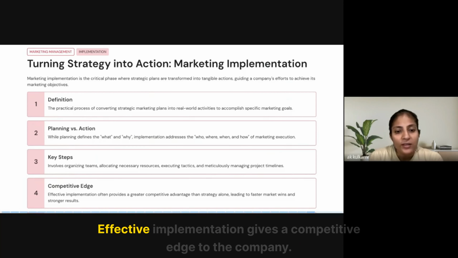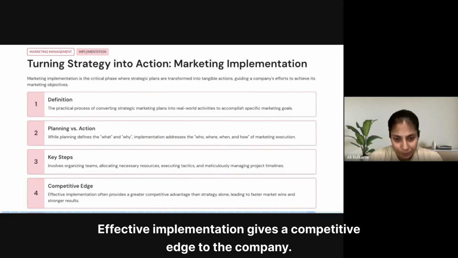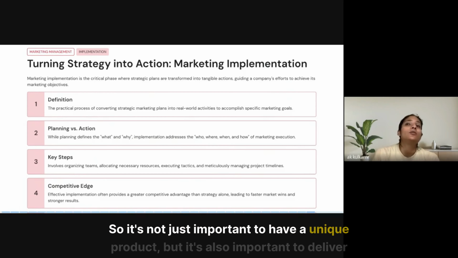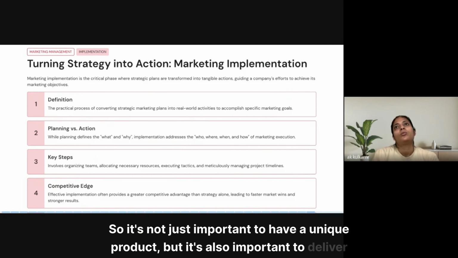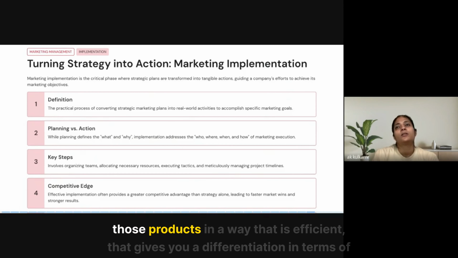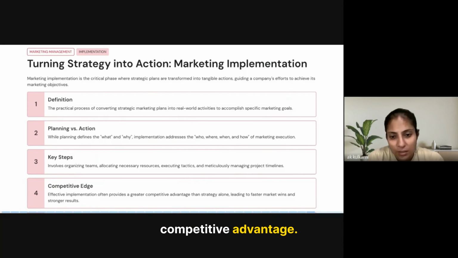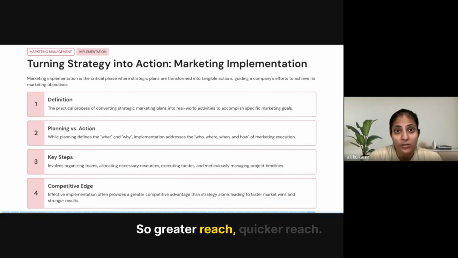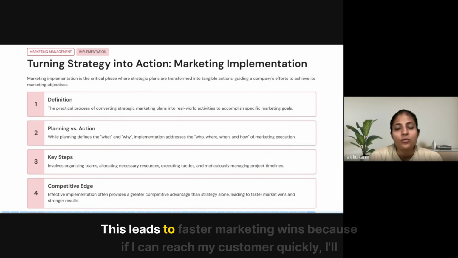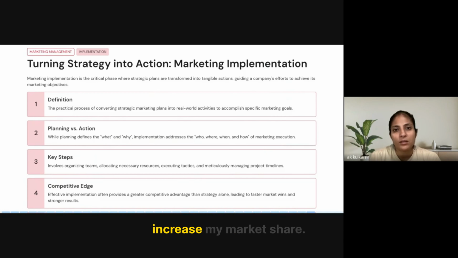Competitive edge. Effective implementation gives a competitive edge to the company. So it's not just important to have a unique product, but it's also important to deliver those products in a way that is efficient, that gives you a differentiation in terms of competitive advantage. So greater reach, quicker reach. This leads to faster marketing wins, because if I can reach my customer quickly, I'll increase my market share.